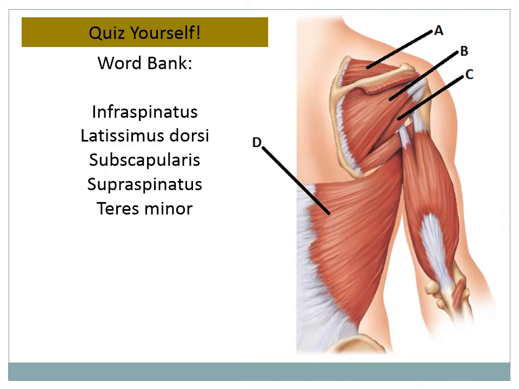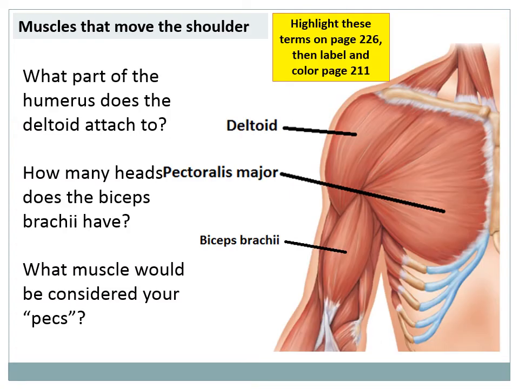All right, here is a quiz yourself slide, just to help you remember some things. Continuing to look at muscles that move the shoulder, we are now on the anterior side of the body. So we're looking at anterior and more superficial. So thinking back, what part of the humerus does the deltoid attach to? Hopefully you remember that that was the deltoid tuberosity, right? There was that little bump that was on the humerus that our deltoid is going to attach to, and that is the deltoid tuberosity. Thinking about the name biceps brachii, how many heads would the biceps brachii have?